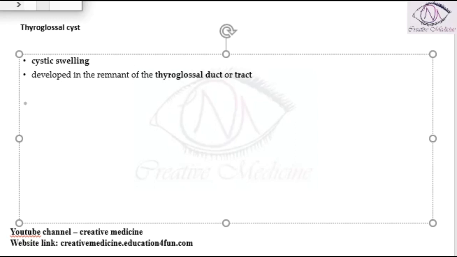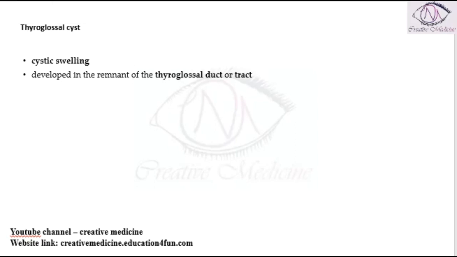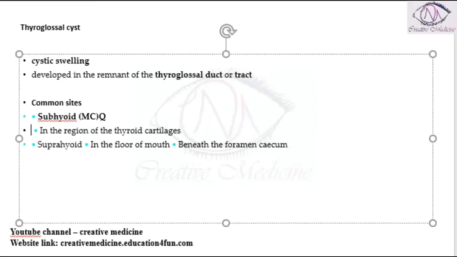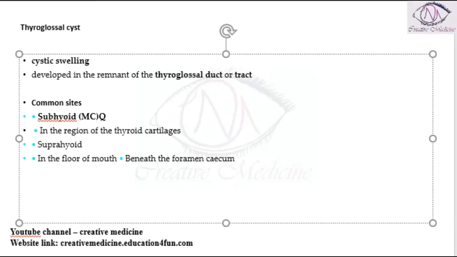The common sites of thyroglossal cyst. If you see, the most common site of thyroglossal cyst is in the subhyoid region. Then this thyroglossal cyst is also present in the region of thyroid cartilage, or it can be suprahyoid, or it can be present at the floor of the mouth, or it can be present beneath the foramen cecum also.